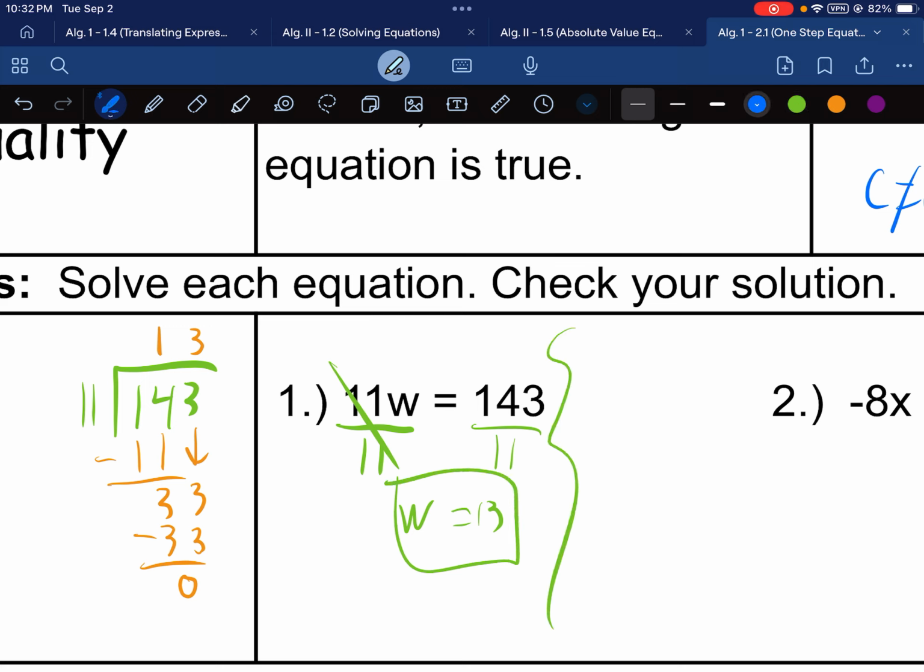And once again, we could go ahead and check our work if we would like. We would have 11 times 13, and say, does that equal 143? And sure enough, 11 times 13 is 143, and so it does in fact check out, just like an employee at a retail store would. It checks out.